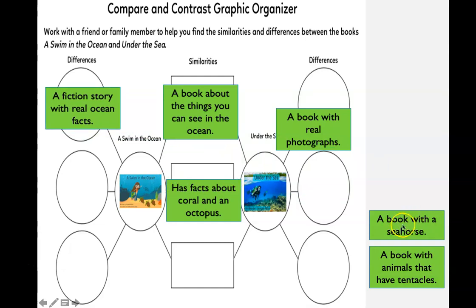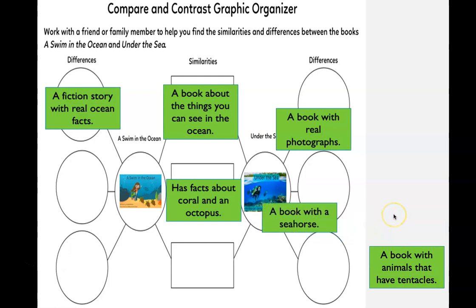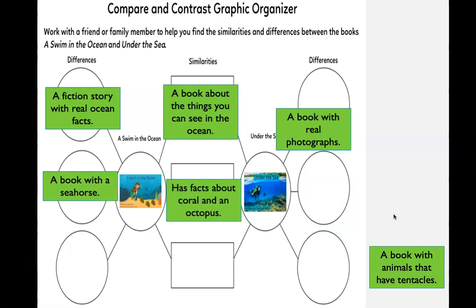Different. All right, a book with a seahorse in it. Which one had a seahorse? They didn't both have a seahorse in it. You're right. A Swim in the Ocean had a seahorse.